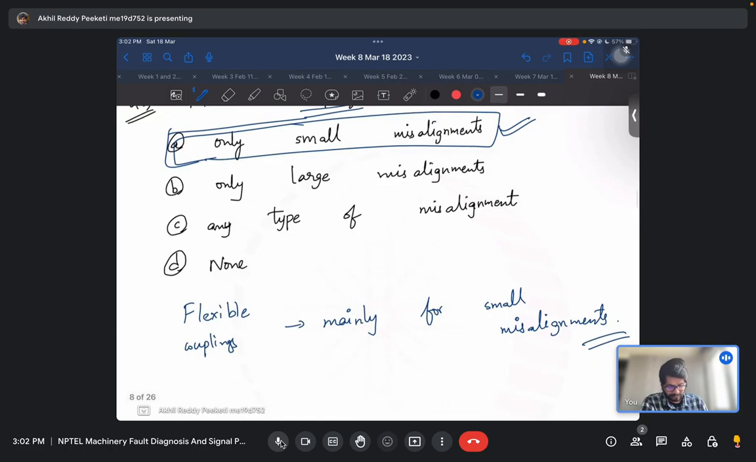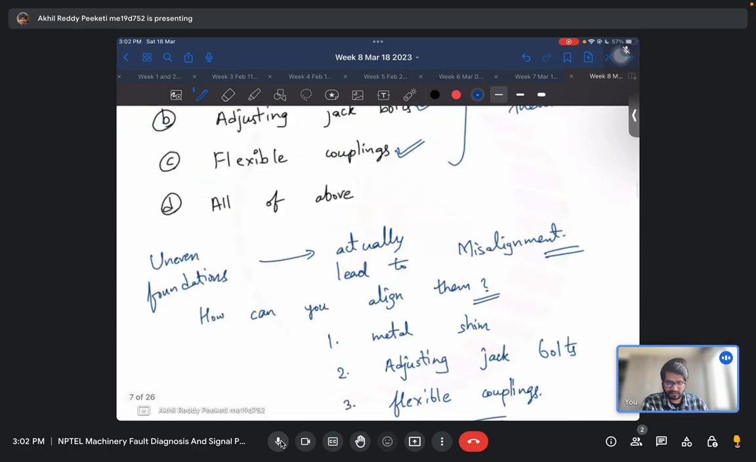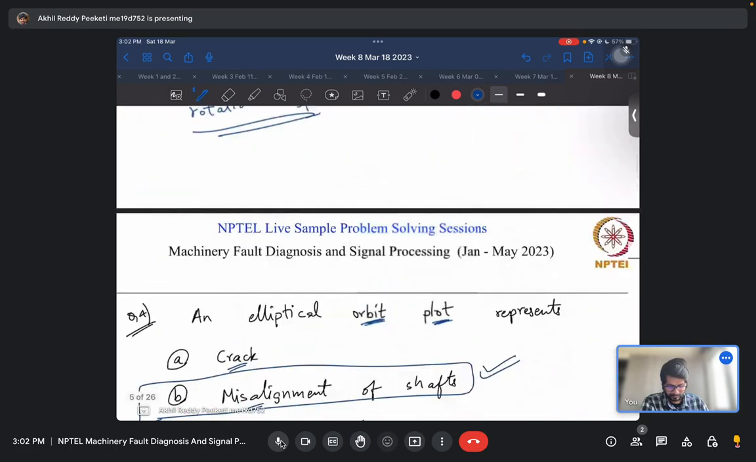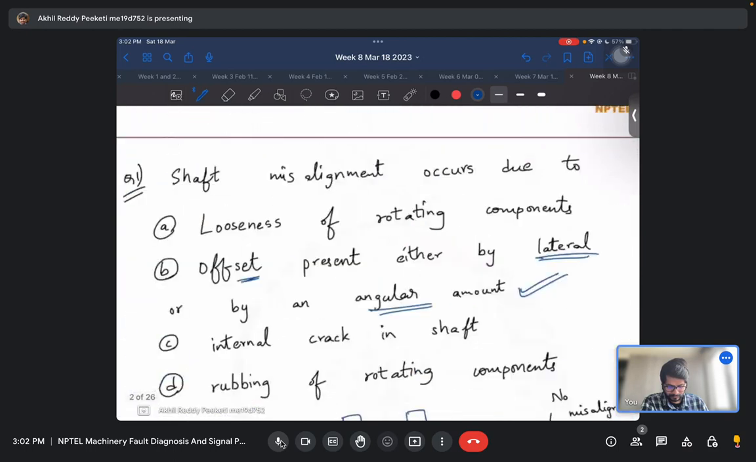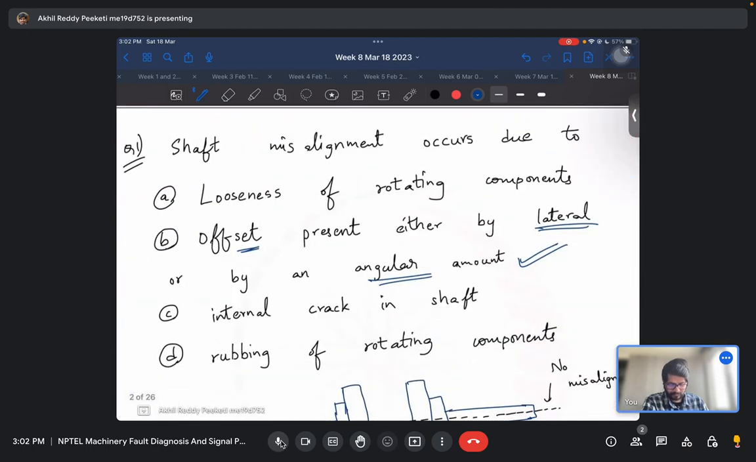So these are the questions with respect to misalignment. We will revise again once. The first question is, how can a misalignment occur? Whether due to looseness of rotating components, or offset present either by a lateral or an angular amount between the two shafts, or the internal crack, or the rubbing of rotating components.